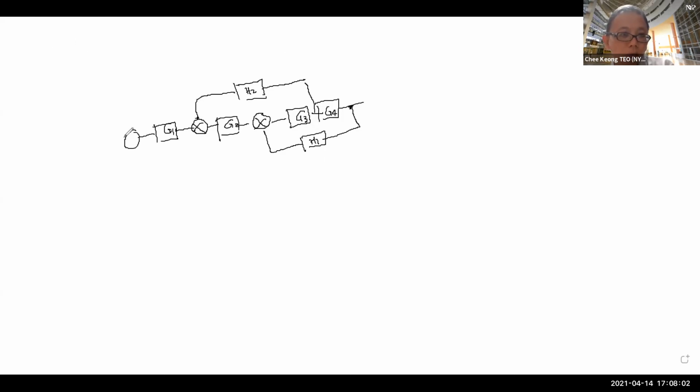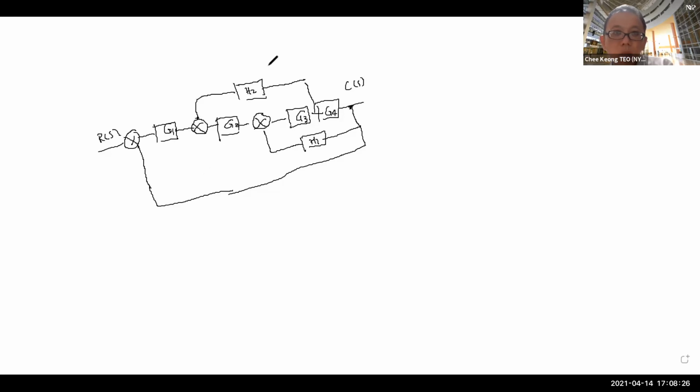There's another summing point here. Then H3, which is basically from output here, it goes all the way to there. And of course, your input. Right? Your input is R and output is C. R of S and C of S.